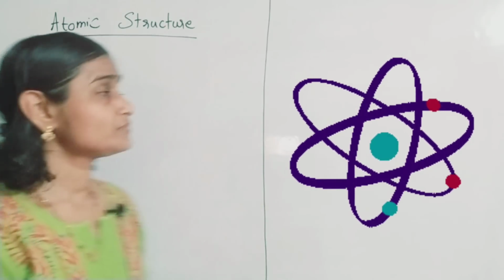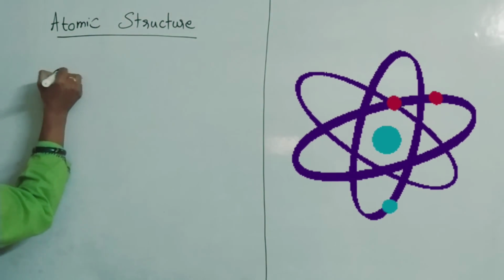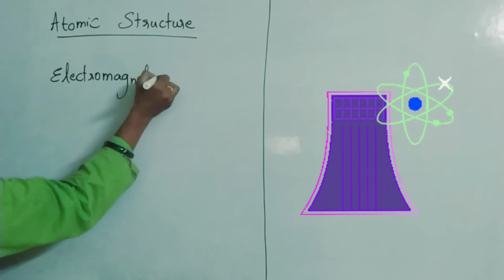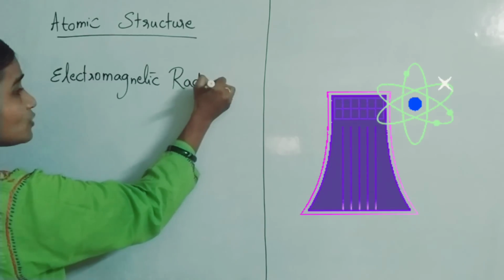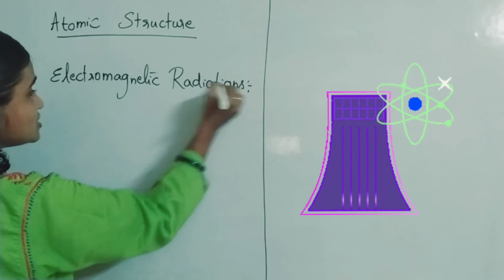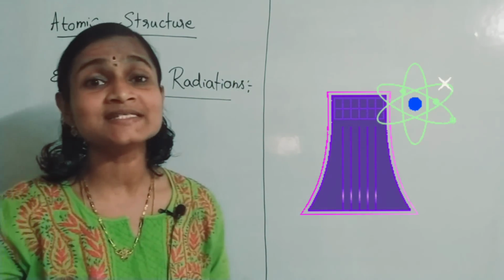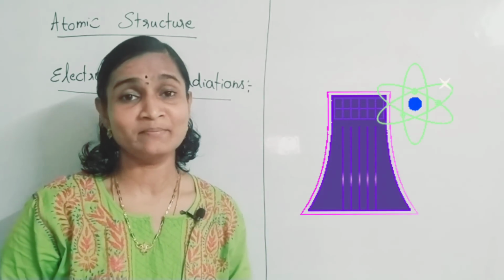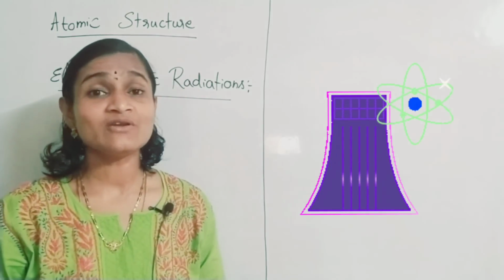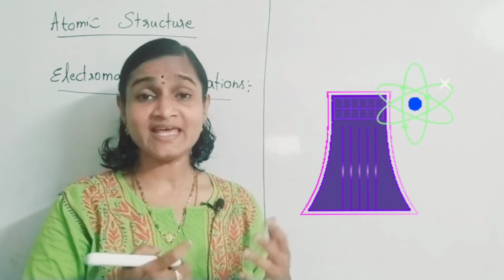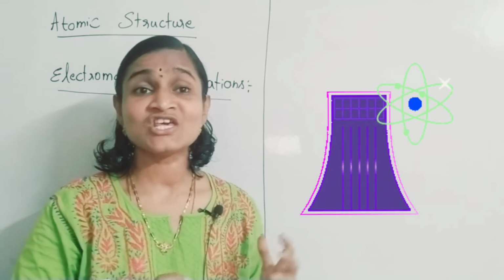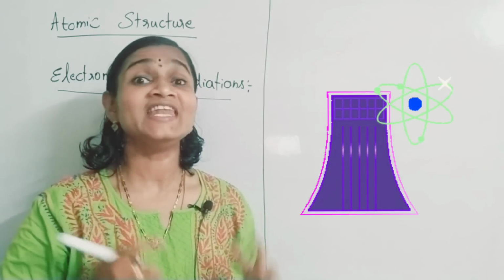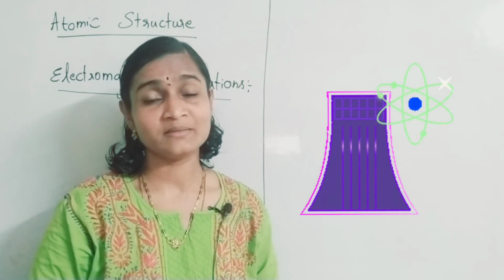First we are going to learn about electromagnetic radiations. What are electromagnetic radiations? You all know that radiation is the process in which heat is transmitted from one place to another without the requirement of any medium. Heat transfer takes place in different ways. Radiation is one of the methods in which heat is transmitted without the requirement of any medium. Sunlight is reaching our earth, isn't it?